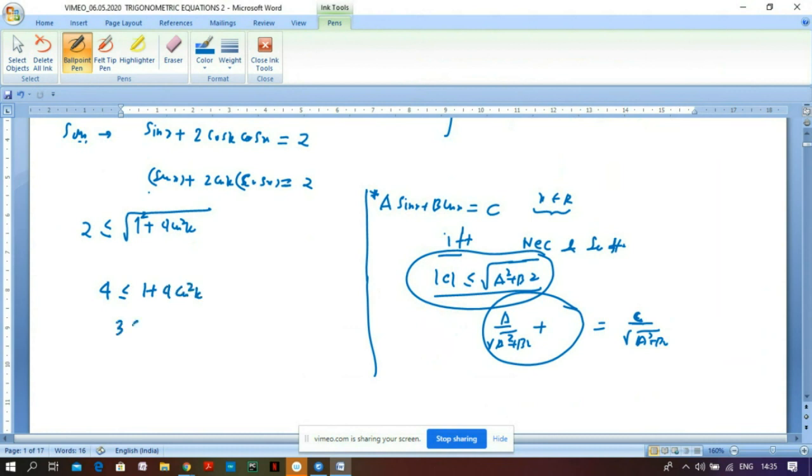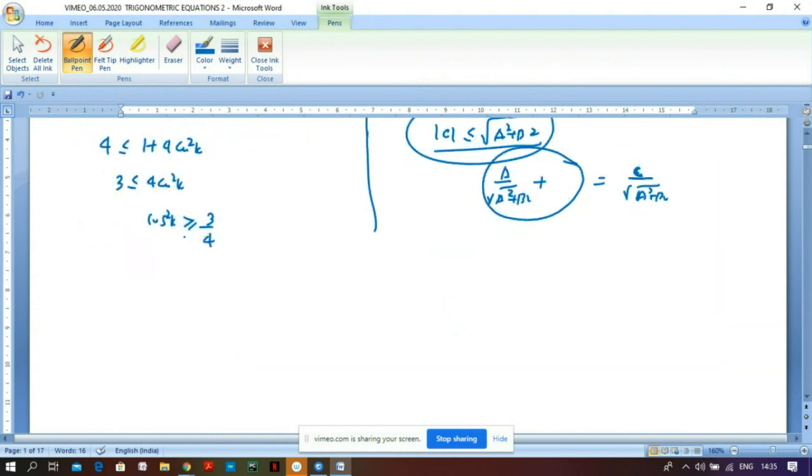So I'll get 3 less than or equal to 4 cos square k, giving you cos square k greater than or equal to 3 over 4. Now a piece of advice: if you are dealing with this cos k, we have two choices: either deal with cos or go to sine. Here sine is much better because you get less than or equal to. So I can write 1 minus sine square k greater than or equal to 3 over 4, and so sine square k less than or equal to 1 over 4.